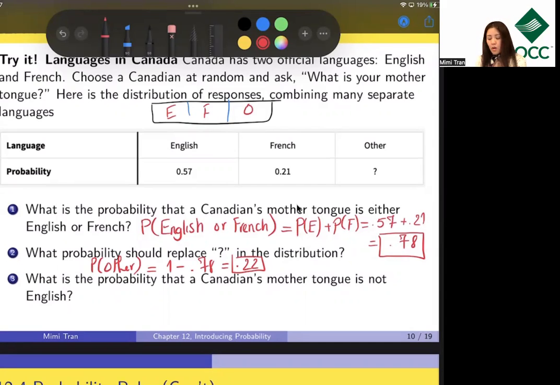All right. What is the probability that a Canadian's mother tongue is not English? Complement, right? English and not English. This is question number 3, and only two things are important. Either you speak English or you don't speak English. I don't care what other language you speak. I just want to know either you speak English or you don't.